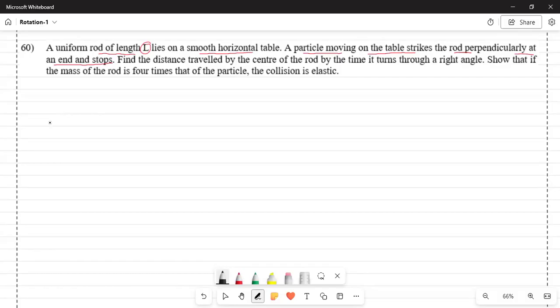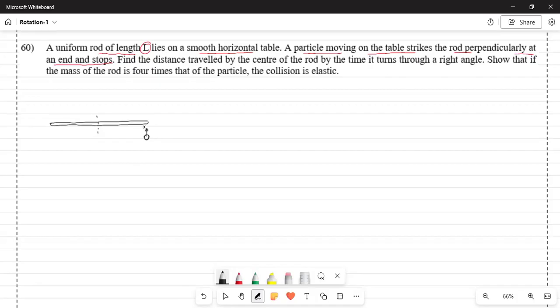This is a rod which is lying on the table, and this is its center, say. A small particle here is moving in this direction, and it hits the end of the rod, or tip of the rod, and stops there. Length of the rod is given as L.